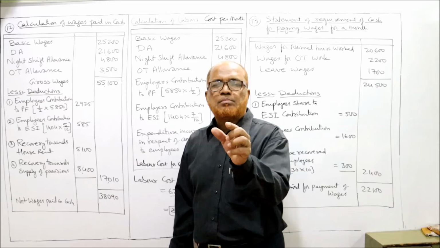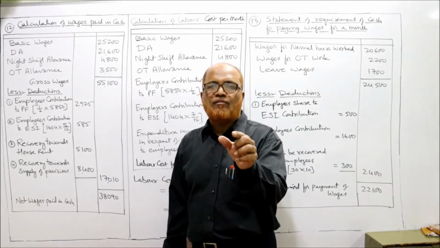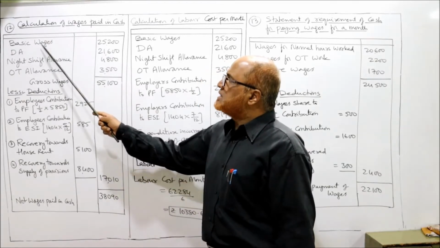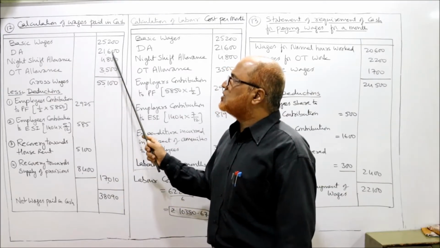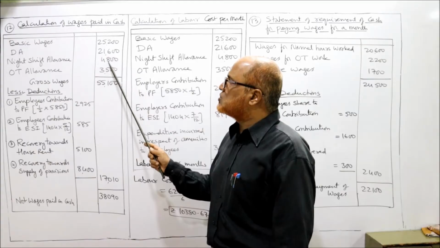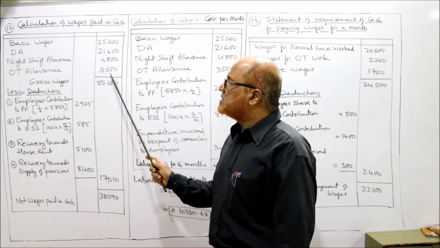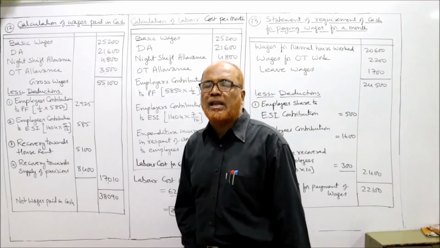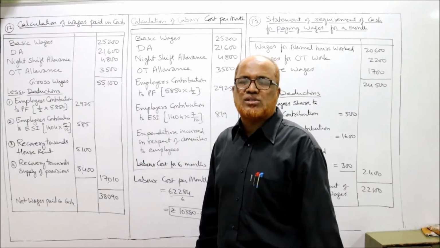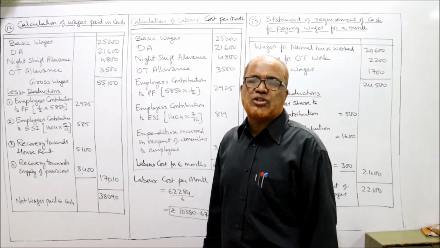During the 6-month period, how much is the amount of wages payable in cash? Basic wages 25,200 we have taken directly. Dearness allowance 21,600, night shift allowance 4,800, overtime allowance 3,500. The gross wages comes to 55,100. These are the gross wages. From gross wages we make the deductions.